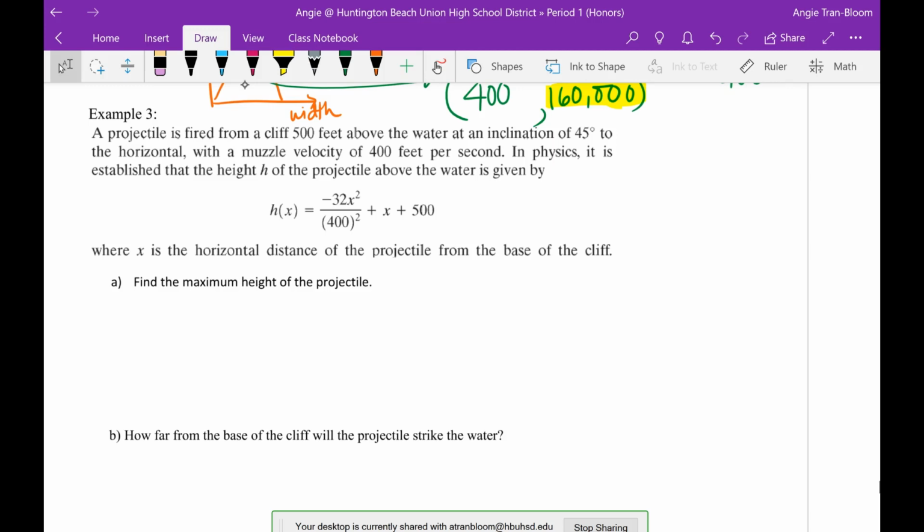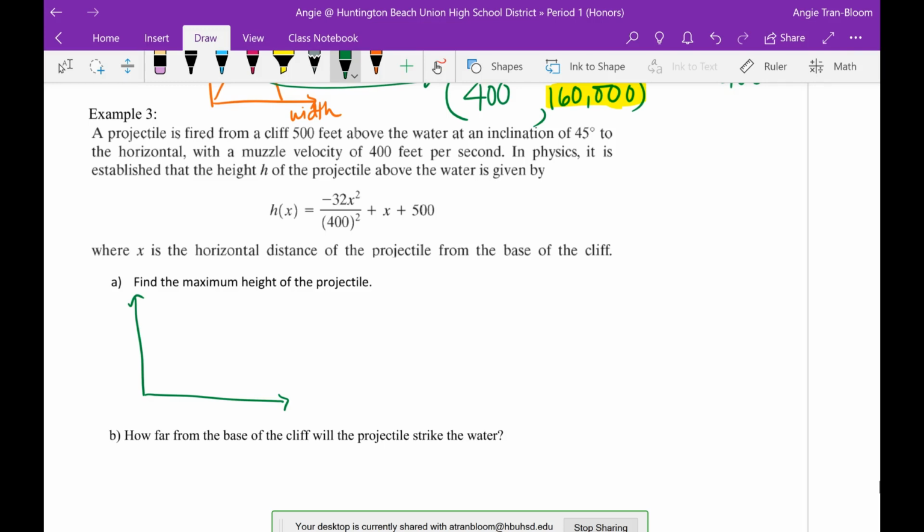So you can see that the 500 is already taken into account, right? So A, find the maximum height of the projectile. What do you do here? Calculator or non-calculator? Calculator. Plug it in. You can totally square the 400 to get 1600, or enter it however you want in the calculator. Make sure you know how to adjust your window, so that will give you a nice graph.